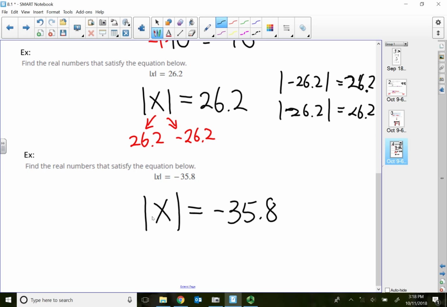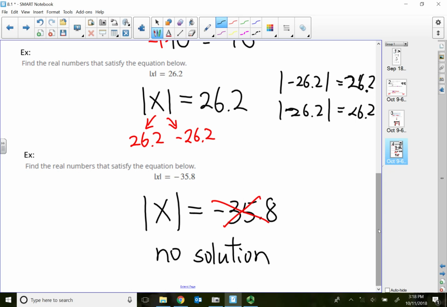Well, if you know whatever comes out of the absolute value is positive, then how can it be negative 35.8? So you just can't. Whatever comes out of the absolute value has got to be positive. It cannot be negative. So for this problem, I have no solution. Nothing coming out of an absolute value is ever negative. Okay, so this problem has no solution.